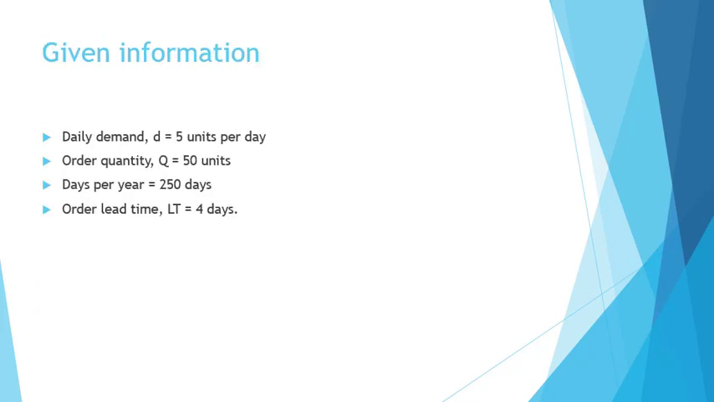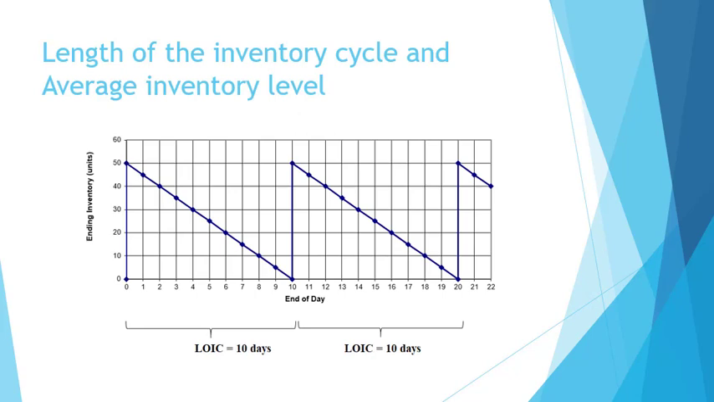The important information needed in the calculation are daily demand, order quantity, days per year, and order lead time. The following graph shows the movement of ending inventory level in our EOQ system.